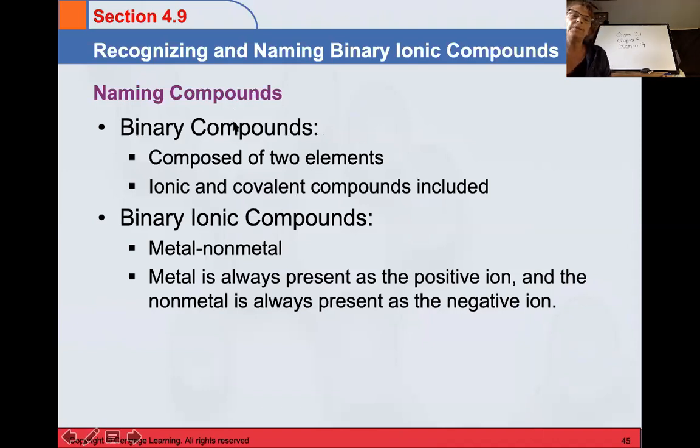So in order to name compounds, and we've done a little bit of this already, we're going to name what are called binary compounds. So they just have two different elements in them. For ionic compounds, they're always going to contain a metal and a non-metal. We always name the metal first, that's the positive ion, and we always name the non-metal second, and that's the negative ion.